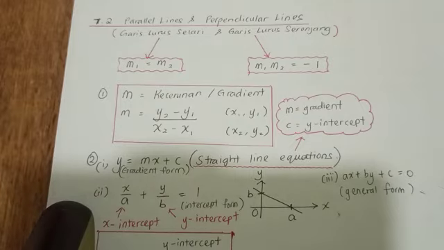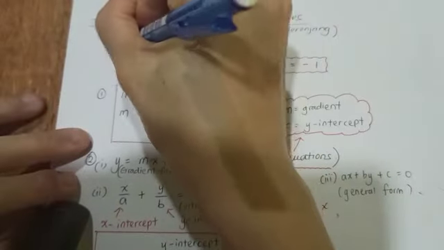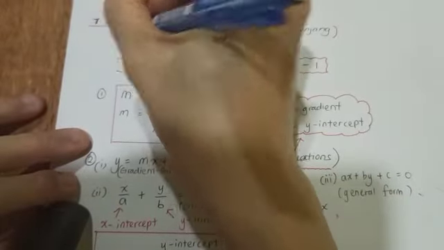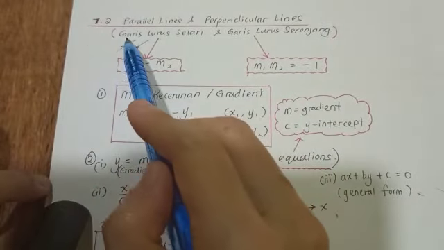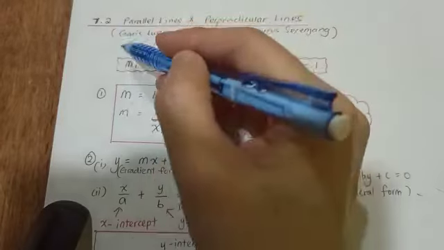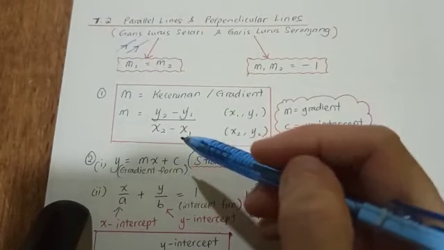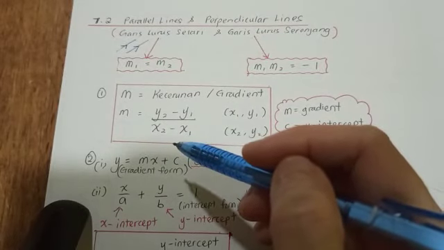Parallel lines means the two lines are heading to the same direction. It says parallel lines, garis lurus selari. Not necessarily it must be the same length. Maybe this one is shorter, this one is longer. So as long as they are heading to the same direction, they are parallel.